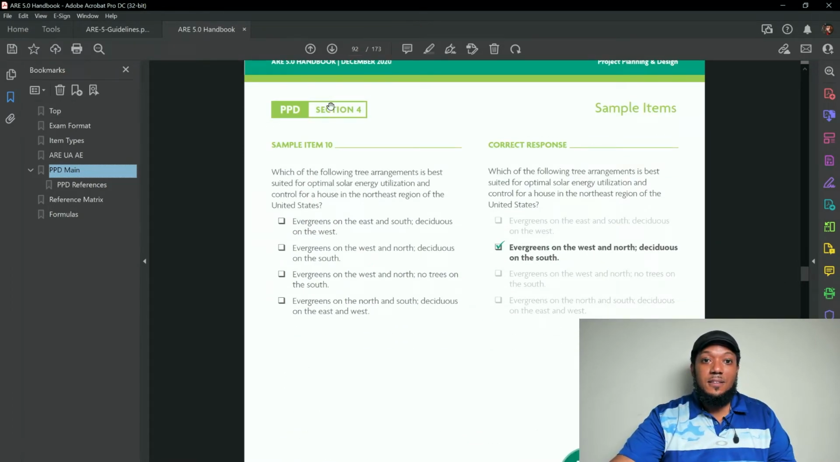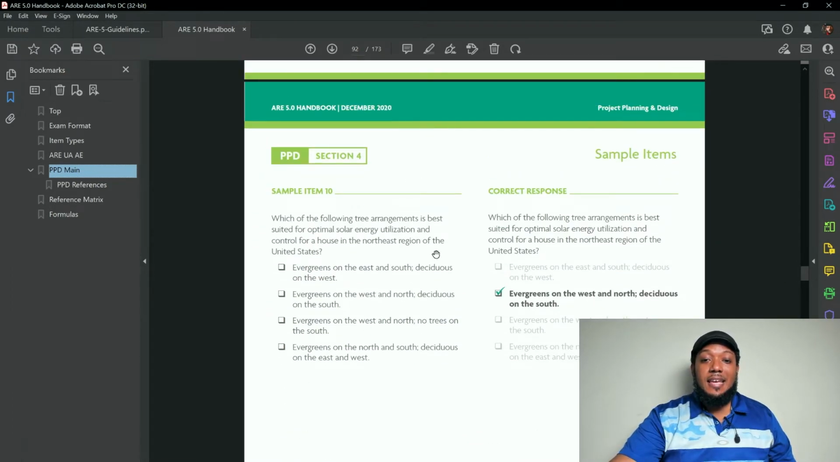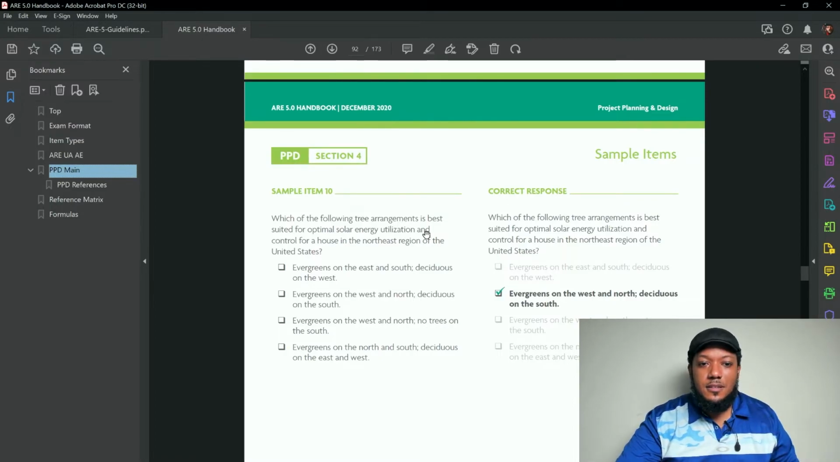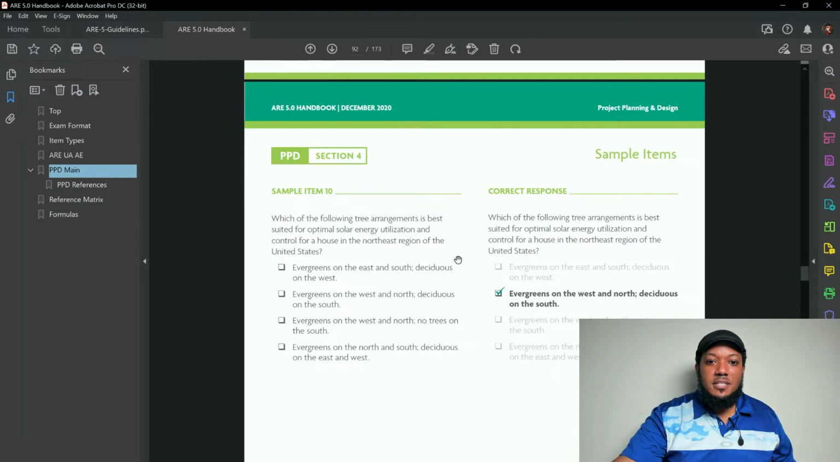And the last question here is actually just very much a side question. It's talking about, okay, where's the best place for trees on this site? It's asking which of the following tree arrangements is best suited for optimal solar energy utilization. That means from the south. The sun is coming from the south, for a house in the northeast region. So essentially I'm looking at the trees that are going to be in the right place. They cannot be in the way of the sun.